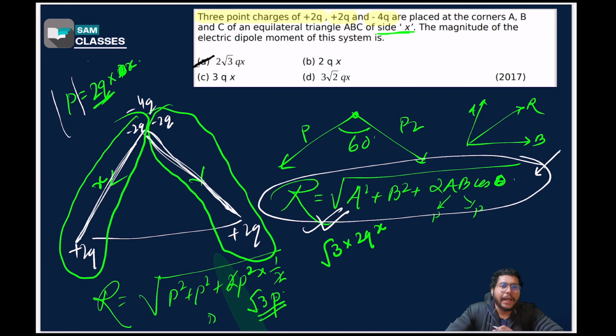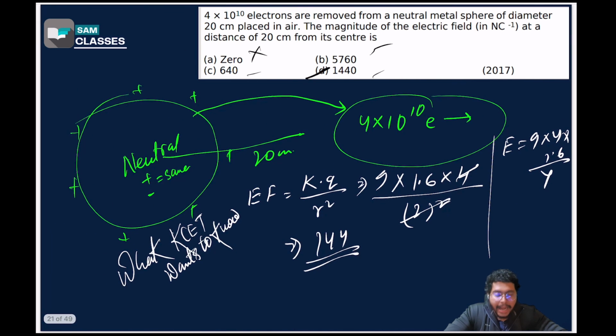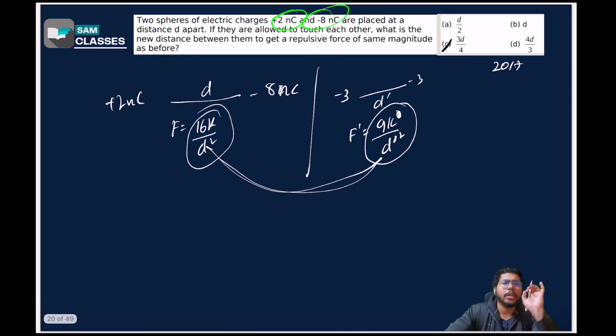So what we have analyzed in the 2017 paper is that the questions were very, very simple. A bit of understanding was needed. They asked about dipole moment, one question was based on Coulomb's law, and one was based on electric field. So three basic concepts they have picked up and made three questions, very simple. Nothing difficult, nothing too easy, crazy.